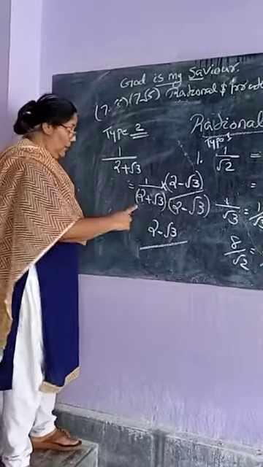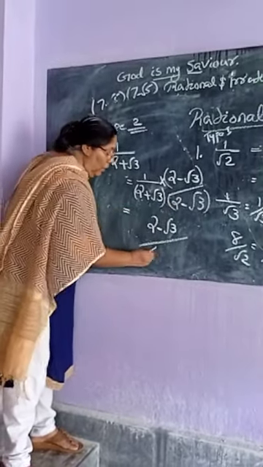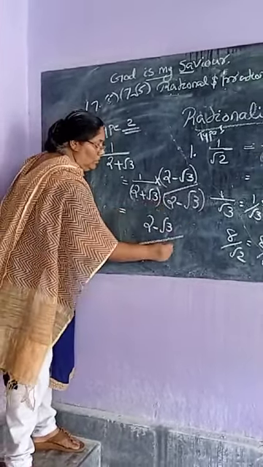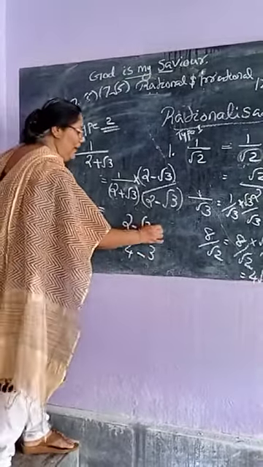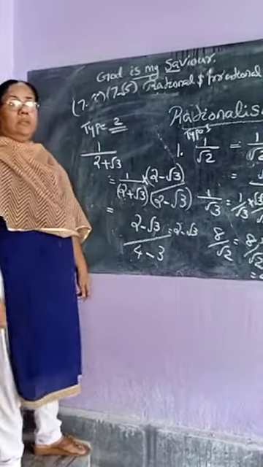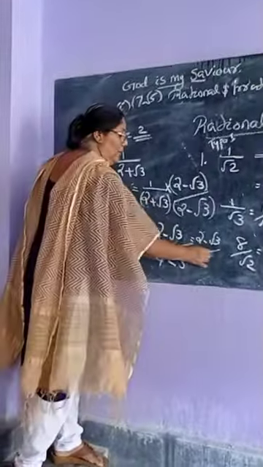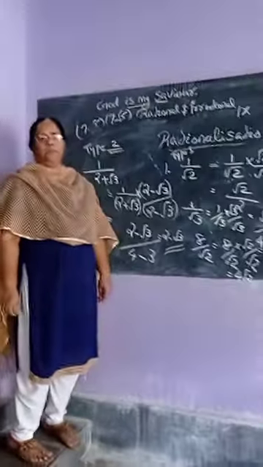In another way, how can you write? All of you look at 2 into 2. 2 2s are 4, minus root 3 into root 3, 3. Very simple. Therefore, the final answer is 2 minus root 3 by, can you say what is 4 minus 3? 1. If the denominator is 1, the answer is 2 minus root 3.